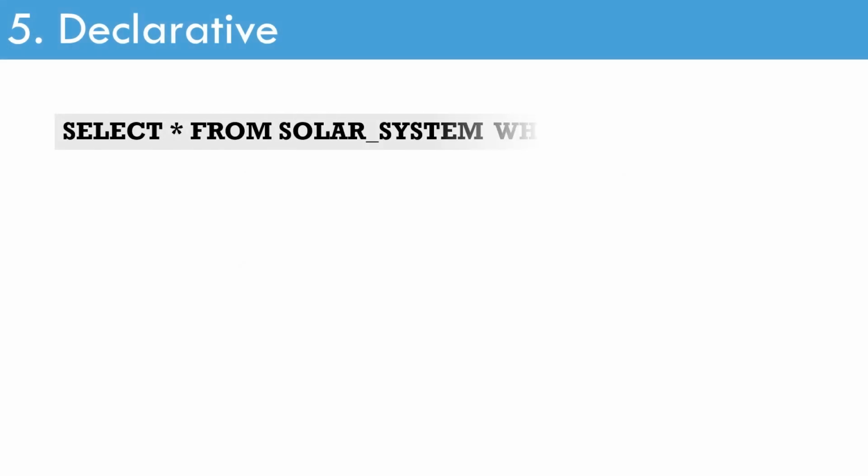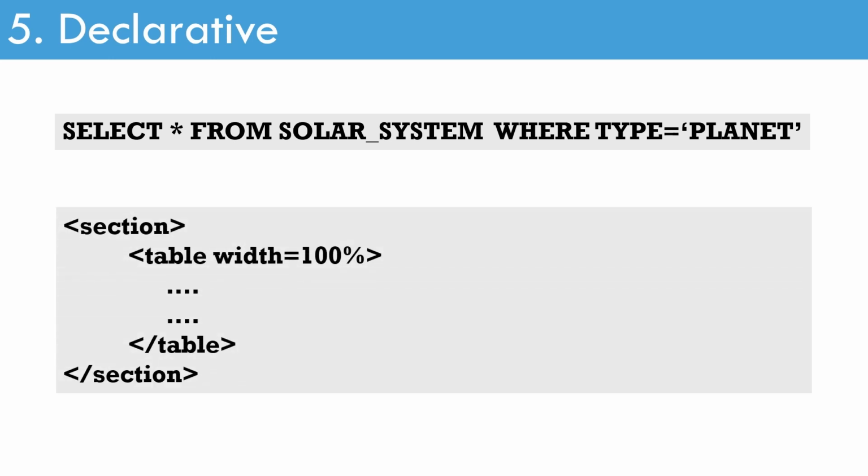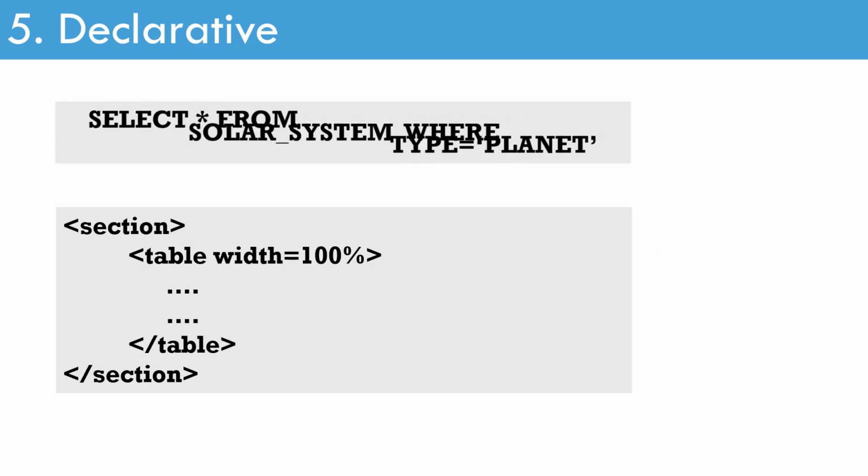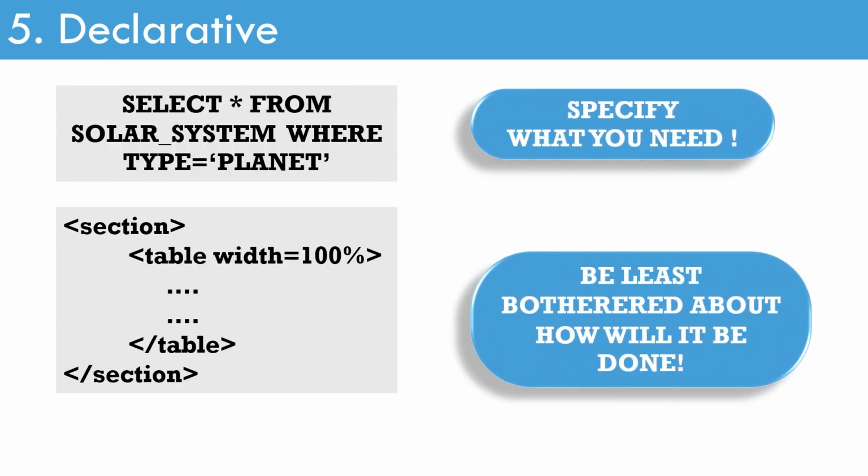Coming to the declarative feature. A declarative language makes the underlying system easy to use and the interactions human readable. Let's look at this SQL query: select asterisk from solar_system where type equals planet. This simple SQL statement smartly hides the complexities of the underlying database query implementation. This HTML snippet hides the complexities of the underlying browser implementation that displays a table inside a section. Just specify what you need and be least bothered about how it will be done. Makes our life easy, isn't it?